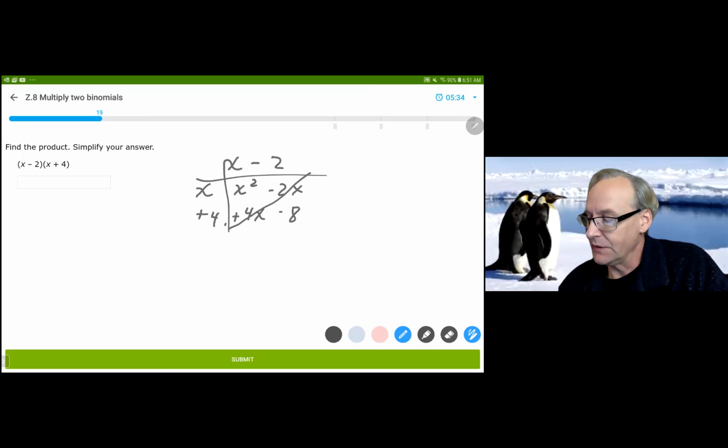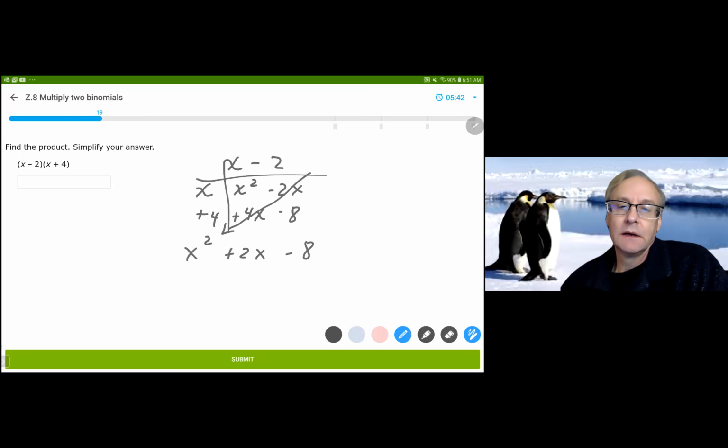And then they add the middle two terms, and they get their plus 2x. The first term, of course, is x squared, and the minus 8 at the end. Kind of silly, but there it is, tic-tac-toe. Lots of ways to go on these. Of course, first, outer, inner, last is a very common type. FOIL, of course, works as well.